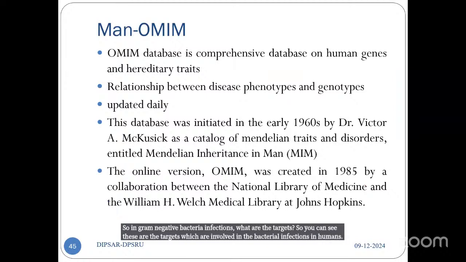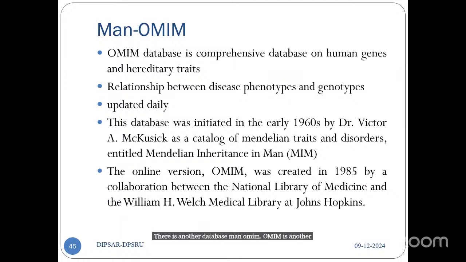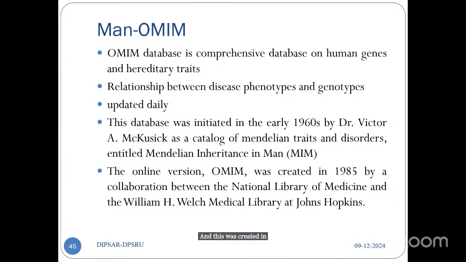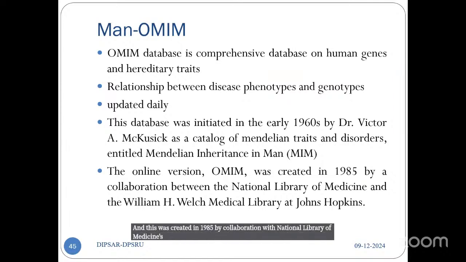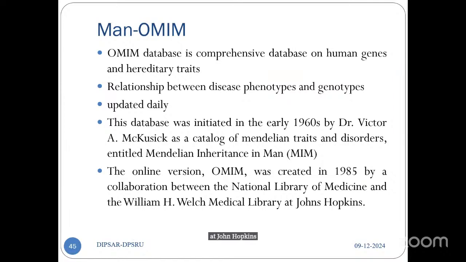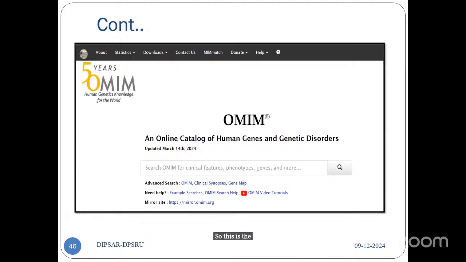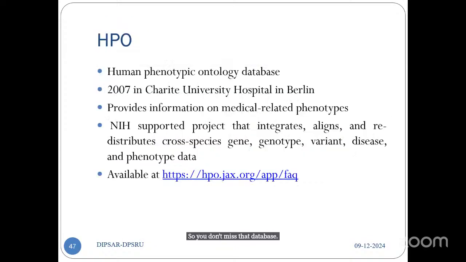There is another database, OMIM. OMIM is another comprehensive database, and it's updated daily. It was created in 1985 in collaboration with the National Library of Medicine at Johns Hopkins. From this database also, you can identify the possible targets involved in that particular disease. This is the OMIM database web page. It's also freely available, and recently it completed 50 years as well. This is a very important database if you are planning to work on genetic disorders, so you don't miss that database. Now the next database is HPO.